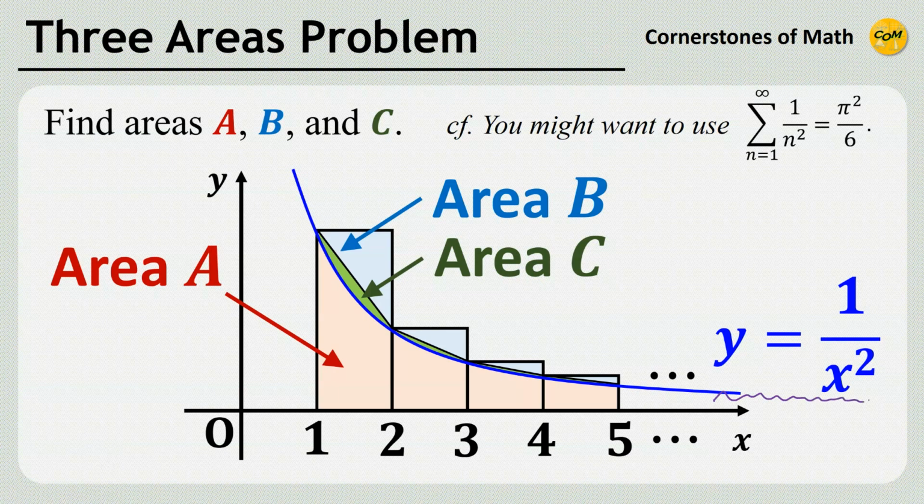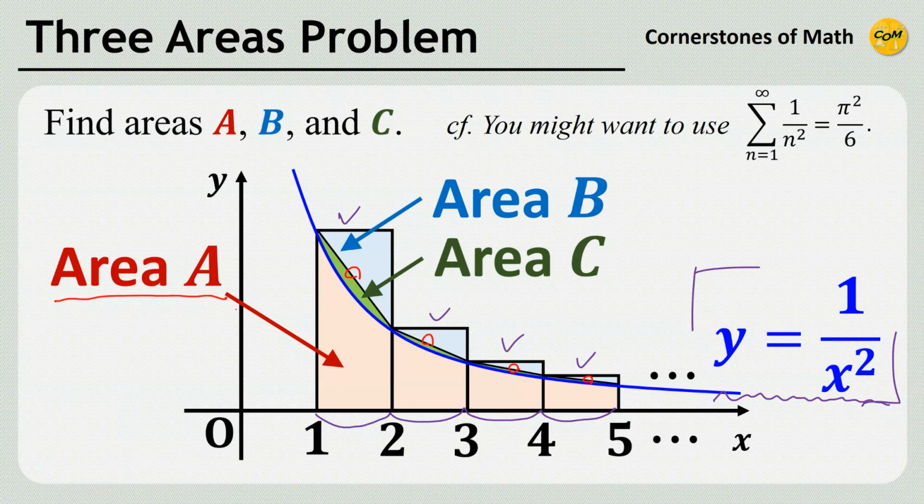Here we have a graph of y equals 1 over x squared. Then we have these intervals having unit length. Then we construct these rectangles having width of 1 and heights given by the values of the function at x equals 1, 2, 3, 4 and so on. Then we have these line segments connecting the points on the graph.